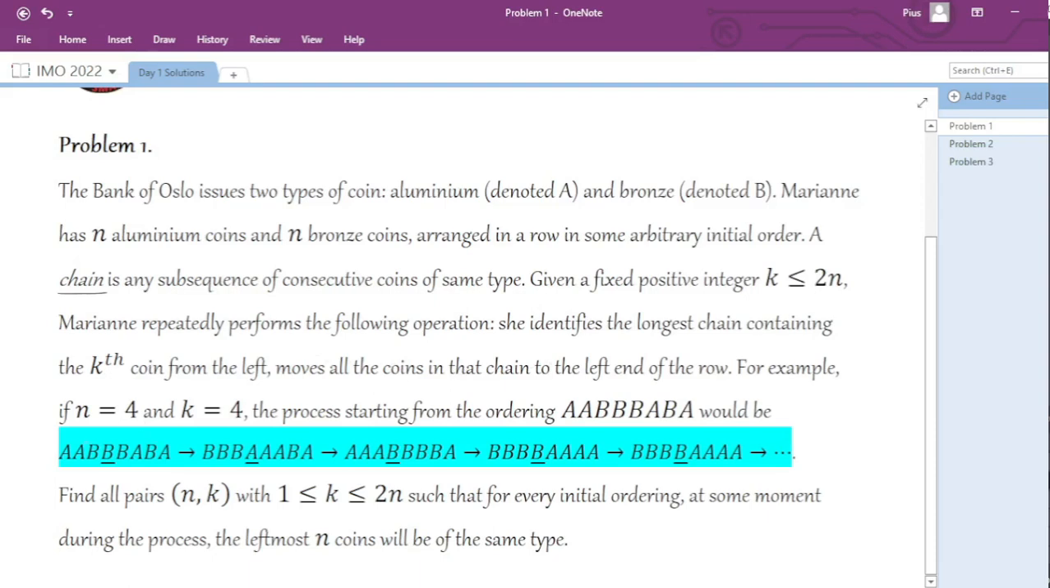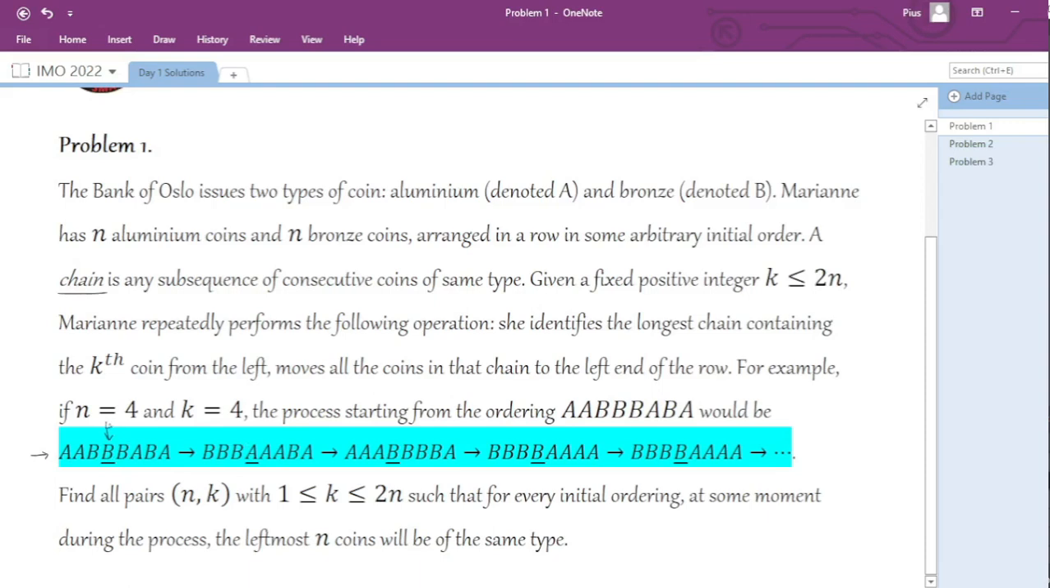For instance, n equal to 4 and k equal to 4, meaning we have 4 aluminium coins and 4 bronze coins. So pick a random ordering, for example AABBBABA. So k equal to 4, meaning from the left look at the 4th coin. Alright, so this is the 4th position.